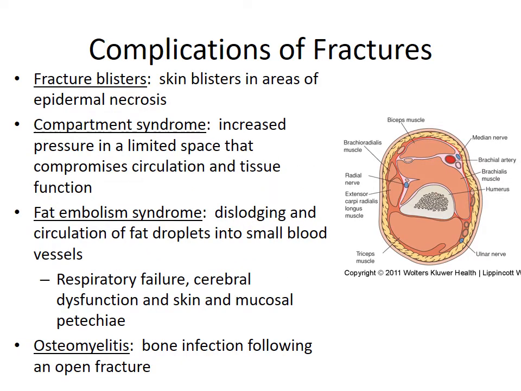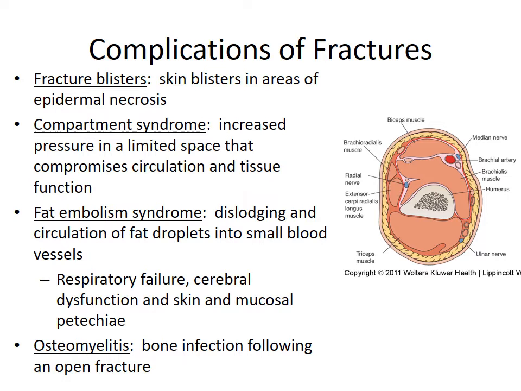Some additional complications of fractures include fracture blisters, which are just skin blisters in the area of the epidermis. Having a cast on like that can be very damaging to the skin, and you can kind of get some necrotic tissue in there.